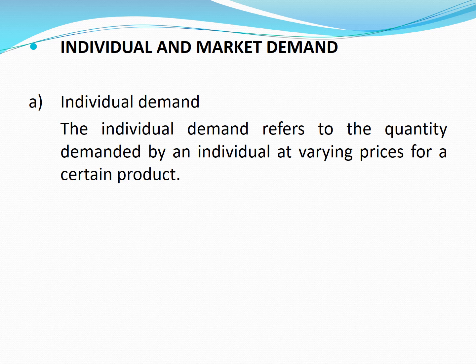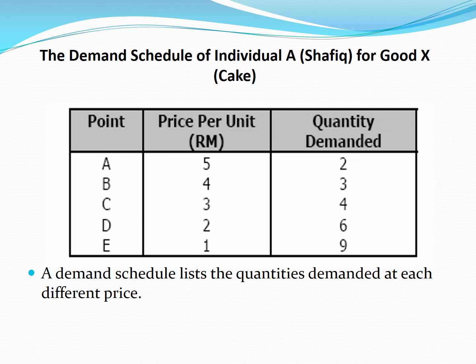Then we have individual demand and market demand. Individual demand is when there is only one buyer. This is the example: individual A, Shafiq, one buyer only, and the demand for cake. At the combination of price and quantity demanded, if the price is too expensive, 5 ringgit here, Shafiq only buys 2 units of cake. However, if the price of cake becomes cheaper, 1 ringgit, Shafiq is willing to buy more. This is aligned with the law of demand: when the price is cheaper, quantity demanded increases.